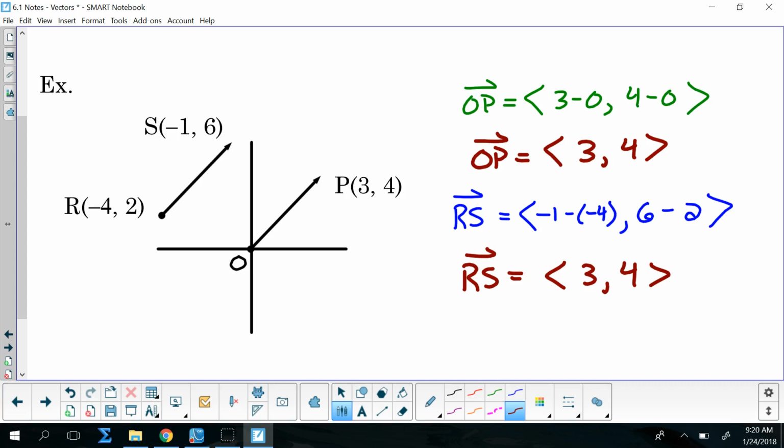Okay? So therefore, OP and RS are equivalent.